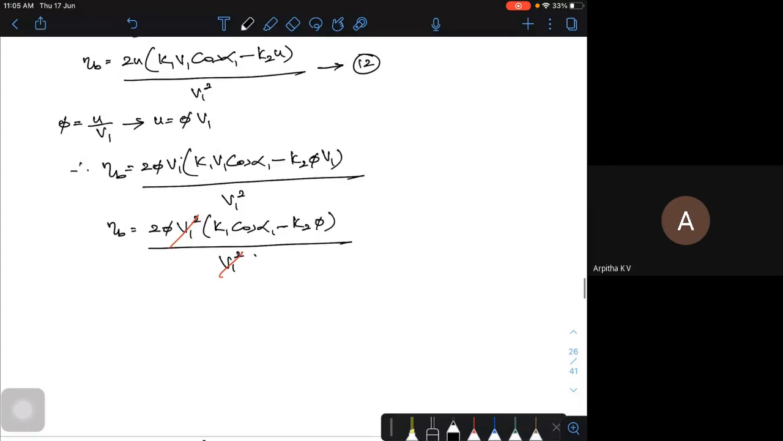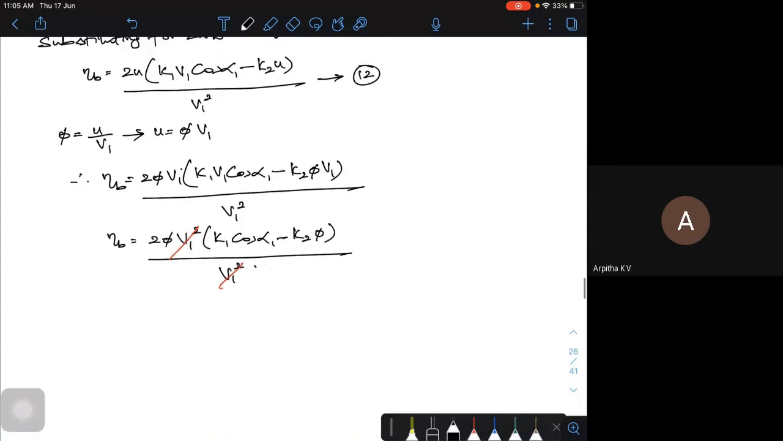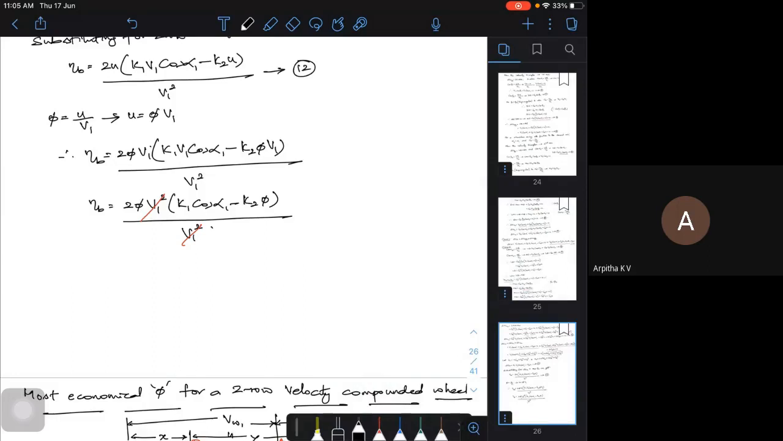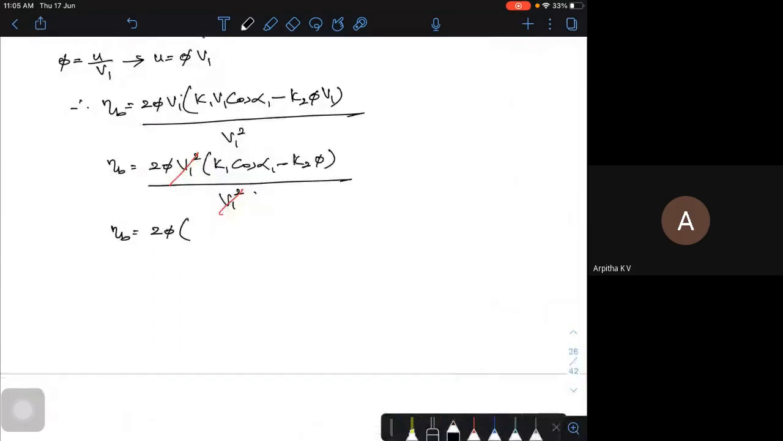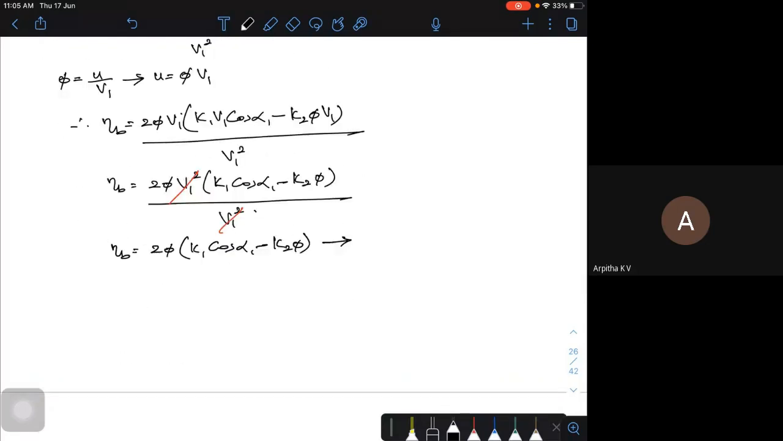I'm left with only the blade efficiency is equal to, it's a very lengthy derivation, 2 phi into k1 cos alpha 1 minus k2 into phi. Let me call this equation number 13. This is the equation for the blade efficiency, which is a function of only phi for a given value of constants k1, k2 and alpha.